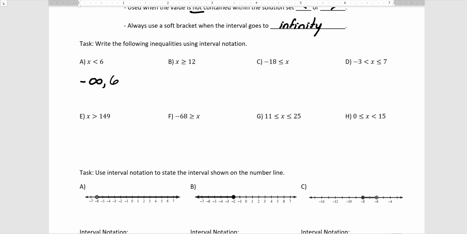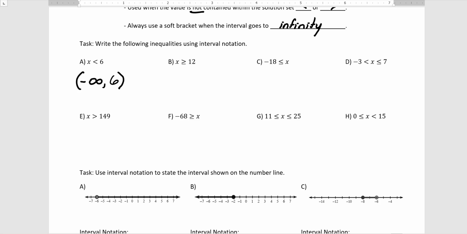Now, what brackets do I want to use? Well, I always use a soft bracket with negative infinity. And with 6, since this one is strictly less than, I will use a soft bracket there. So both of these sides will be soft brackets because we have the soft bracket for negative infinity, and we have the soft bracket for 6. And I always write my interval notation in least to greatest. So my least value it could be is negative infinity. The greatest value it could be is 6.